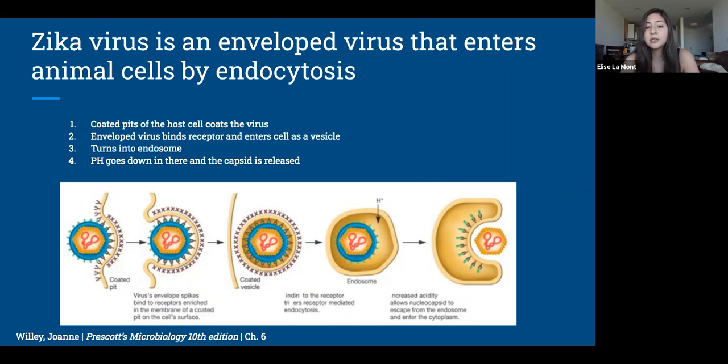The vesicle then turns into an endosome, which moves towards the ER membrane. The pH goes down in the endosome, which releases the capsidized virus, resulting in delivery of the virus to the ER membrane, where it can begin replicating using host cell machinery.